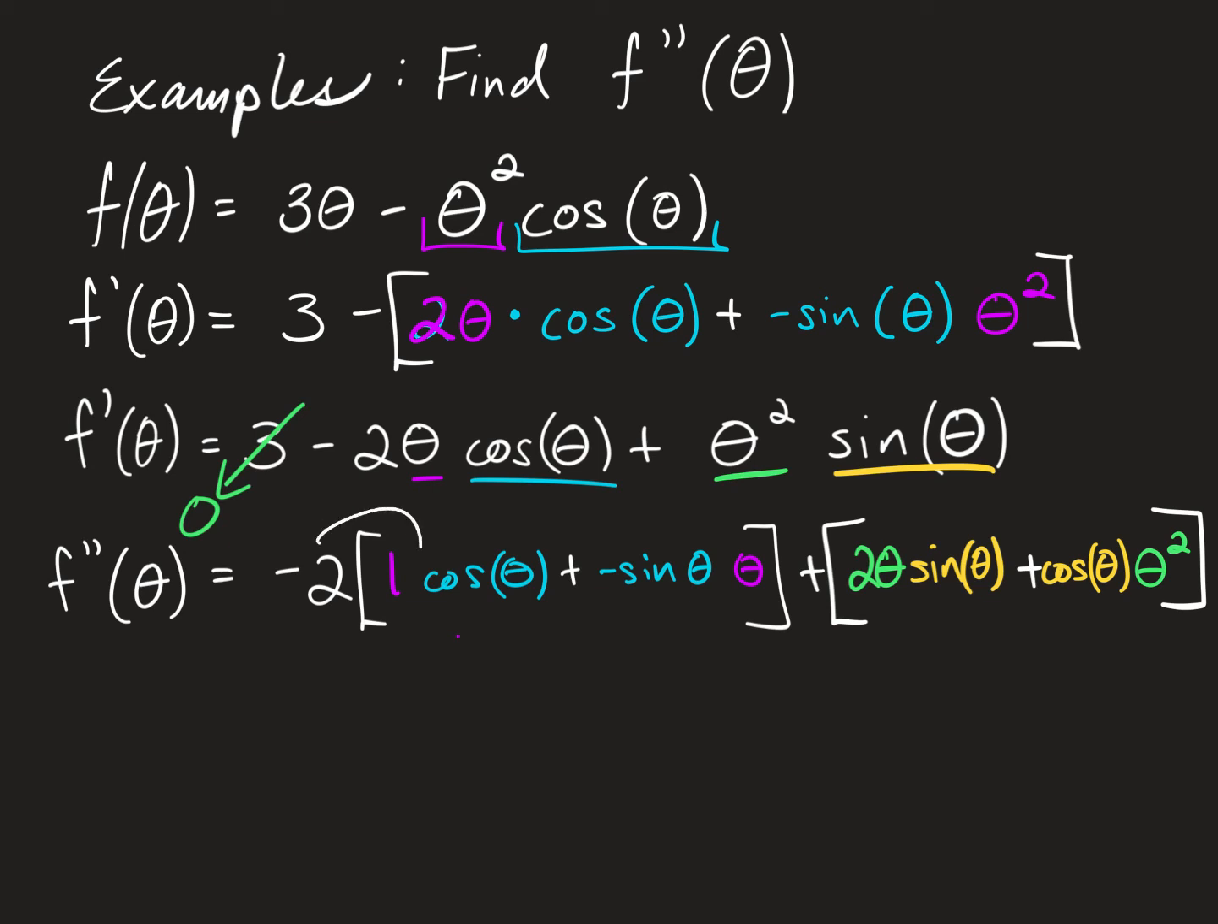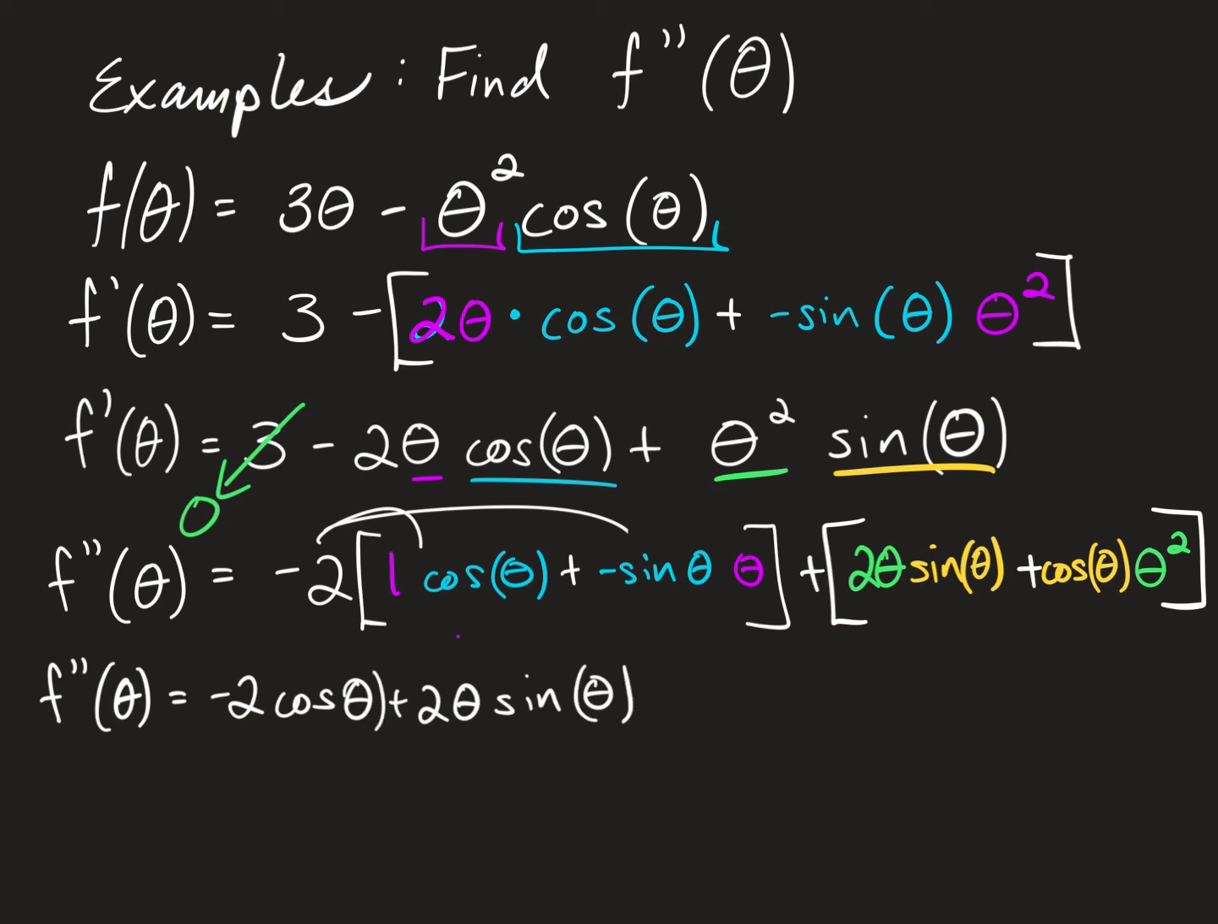So we have to distribute a negative 2 here and here and make sure we're writing things in the correct order. For the first term, we'll get f double prime of theta equals negative 2 cosine theta plus 2 theta sine theta. In the second term that we did over here, we're just adding this here. There were no negatives to contend with, so we can just copy that down. So plus 2 theta sine theta, what else do we have? Plus theta squared cosine theta.